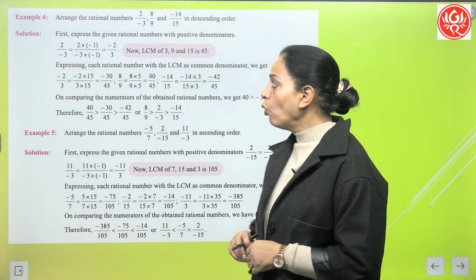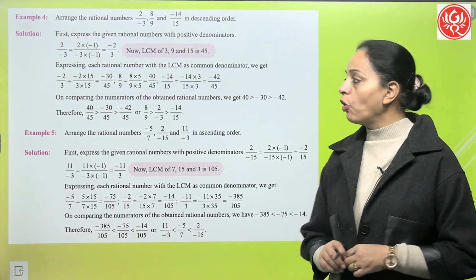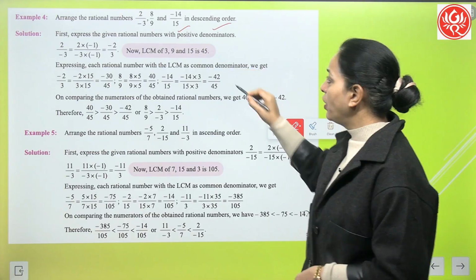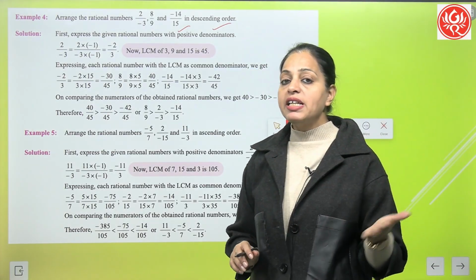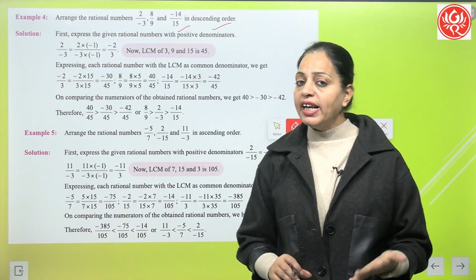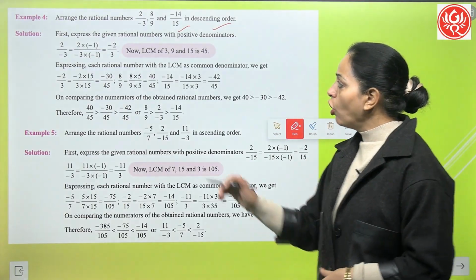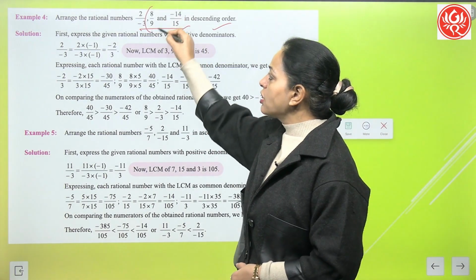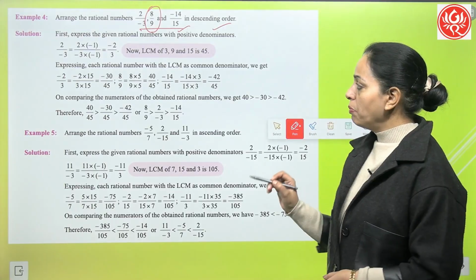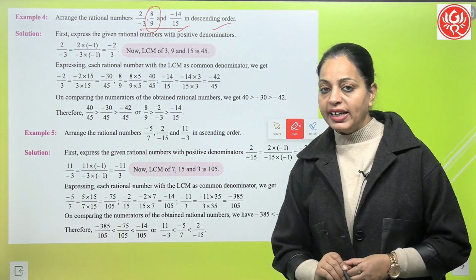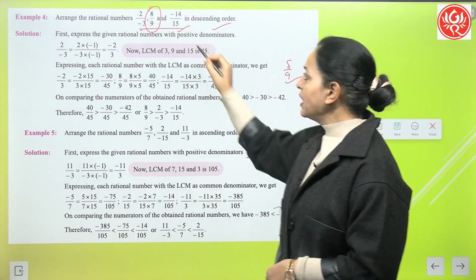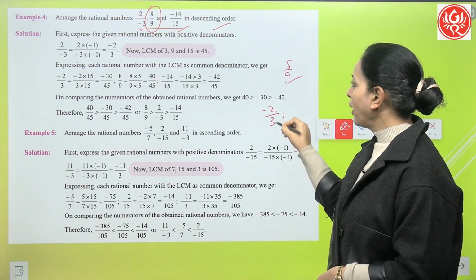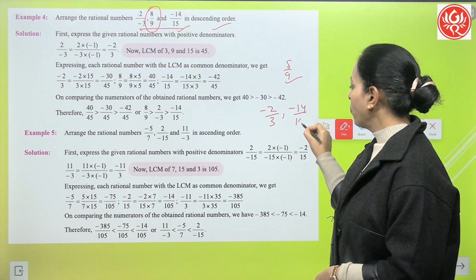Now example 4. Arrange the rational numbers 2 upon minus 3, 8 upon 9 and minus 14 upon 15 in descending order, means decreasing order, means greatest to smallest. Now you see, we have 3 rational numbers, and among these, this is positive only, 8 upon 9. So it means 8 upon 9 is the greatest one. Now 2 upon minus 3 and minus 14 upon 15. We can write minus 2 by 3 and minus 14 upon 15.